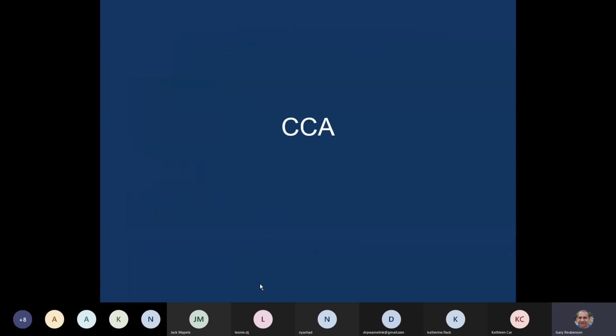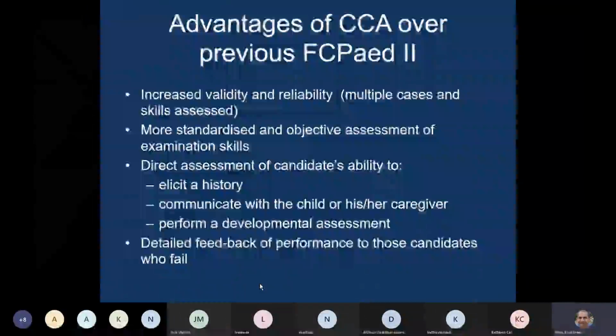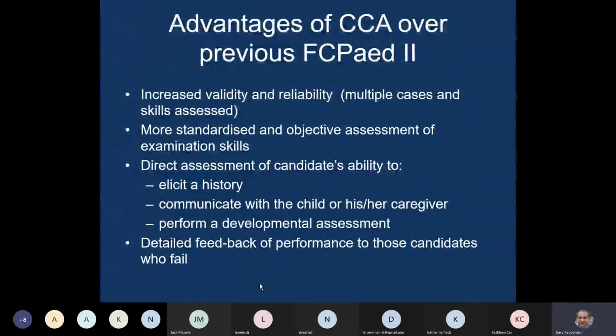Okay, so moving on to the actual clinical component. The old Part 2 exam was really based on 3 long cases with 2 examiners per case, and only those 3 long cases and nothing else. So what we've moved to over the last few years is a process that includes multiple cases, a whole lot of different skills being assessed, so that improves validity and reliability. They're more standardized and objective assessments, and I'll show you the anchor statements that allow for that. And there's direct observation of the candidate's ability.